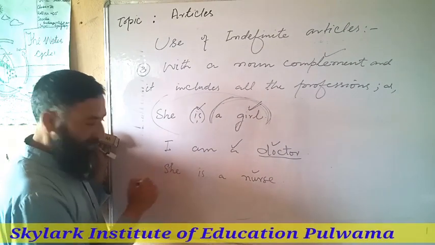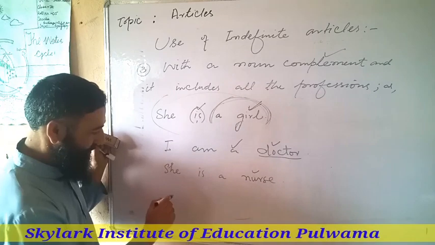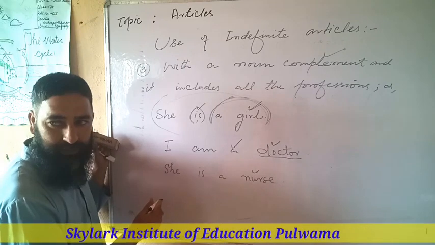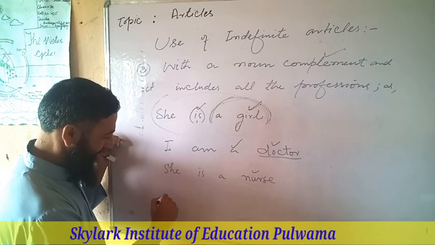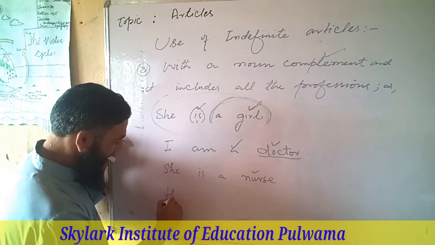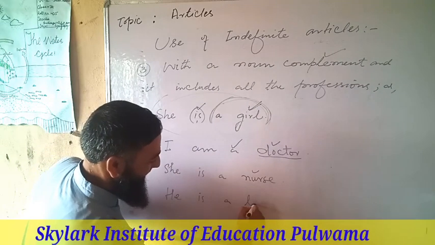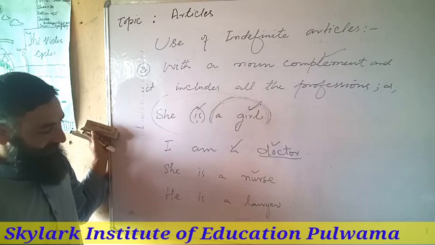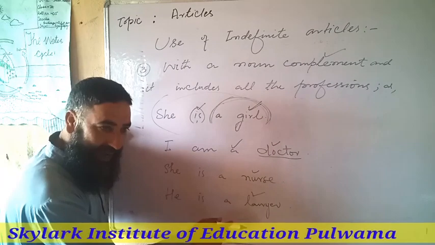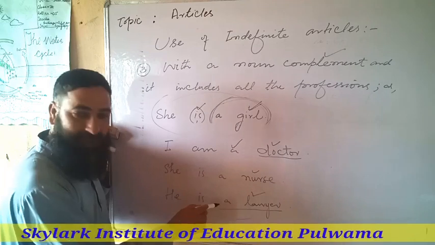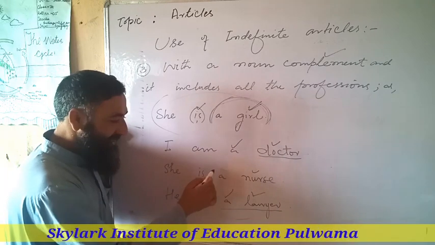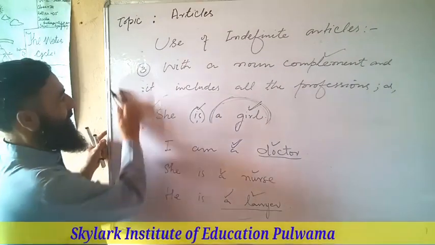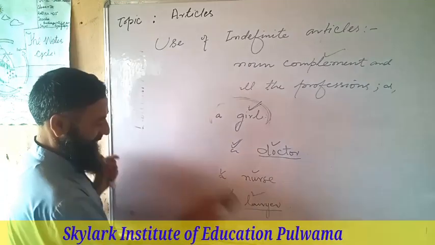You make some more examples. He's a lawyer. He is a lawyer. Is it clear to you? Now this lawyer, this is a noun, and this is a noun complement, and before a noun complement you will definitely use the article a or an, meaning the indefinite article. Is it clear to you? Okay. Shall we move to another use?